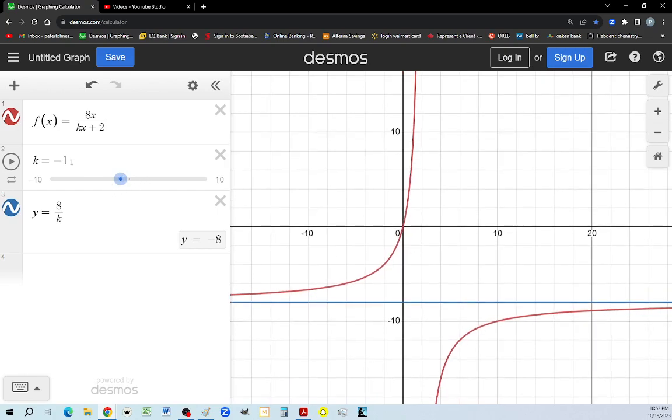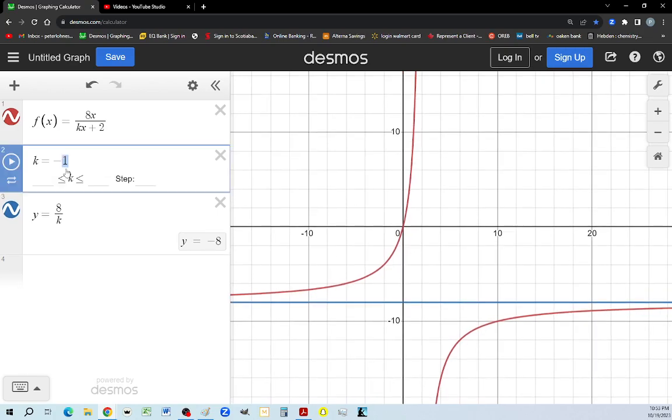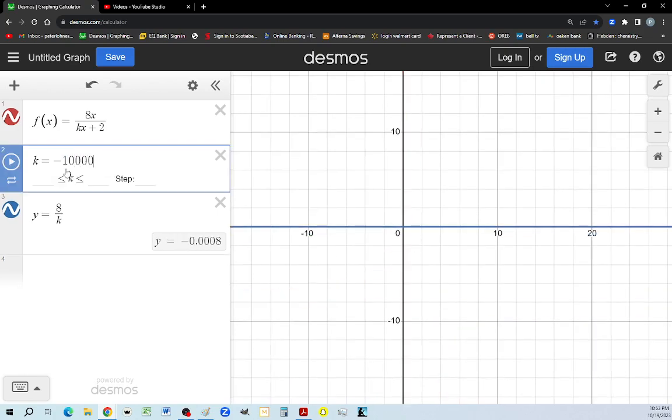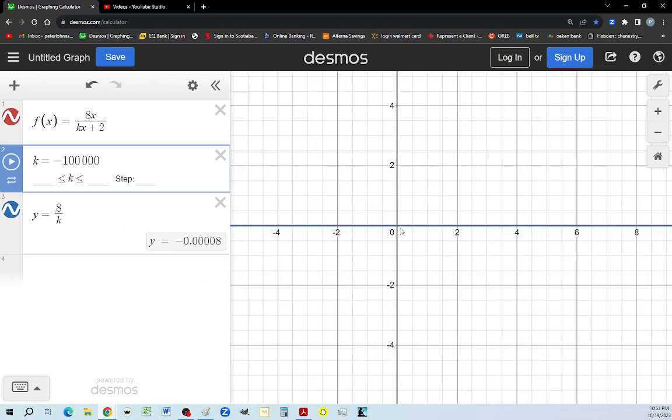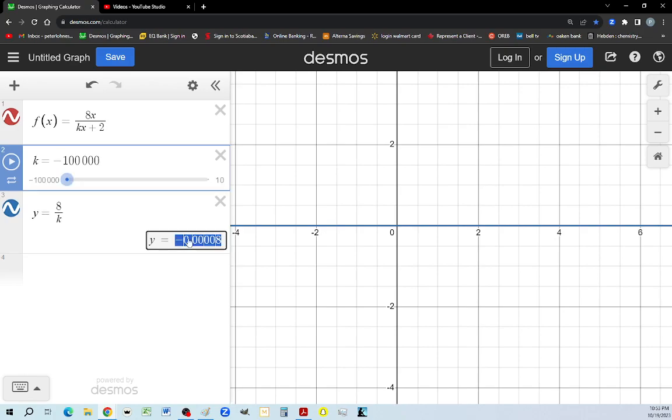And then finally, they want to ask what happens when this approaches negative 1,000,000. Well, my horizontal asymptote will approach just on the underside of 0. What happens when it's positive 1,000,000? Same thing, except it's going to approach y is equal to 0 from the positive side, which is what we predicted.